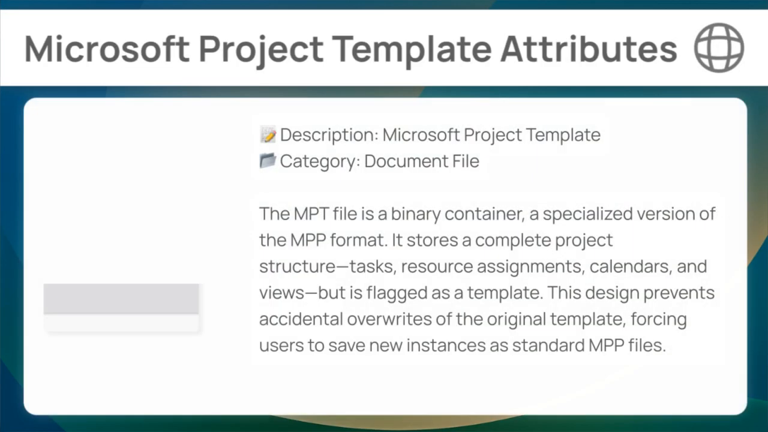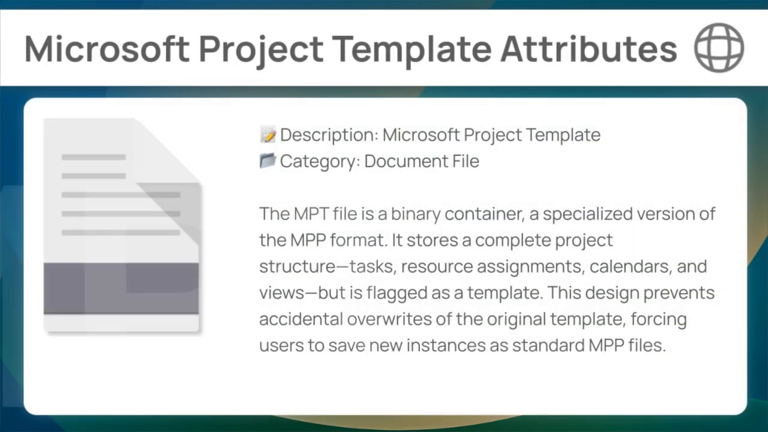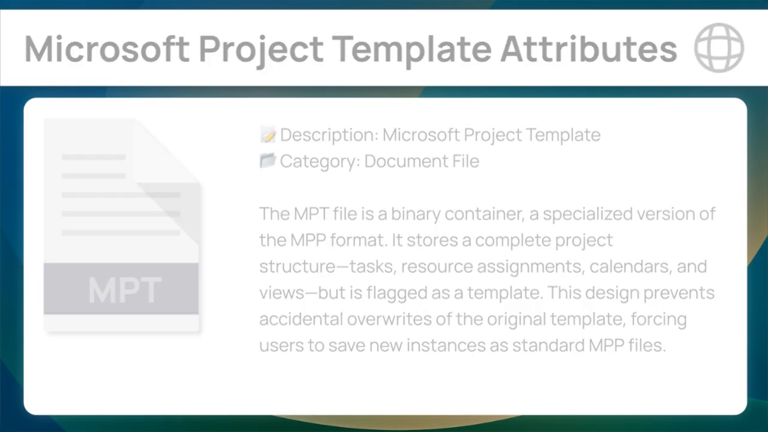The MPT file is a binary container, a specialized version of the MPP format. It stores a complete project structure, tasks, resource assignments, calendars, and views, but is flagged as a template. This design prevents accidental overwrites of the original template, forcing users to save new instances as standard MPP files.